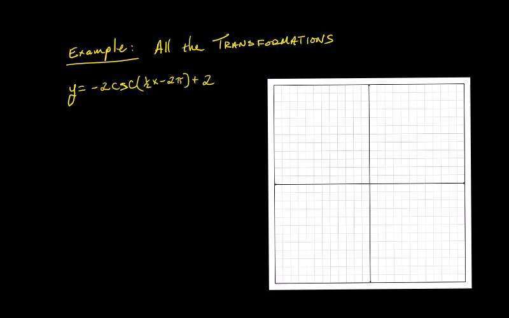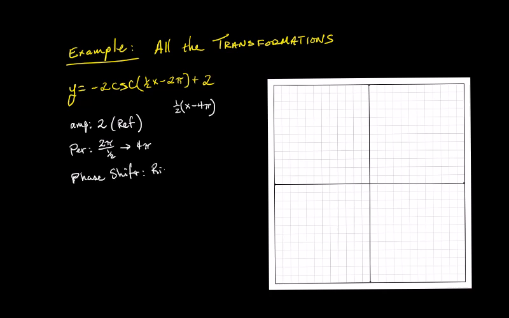So I'm going to graph the sine function of this. So my amplitude is 2, and I'm going to make sure I do a reflection. My period is going to be done by 2 pi divided by 1/2, so that's going to be 4 pi. I'm going to factor out the 1/2 on the inside. I'm going to get x minus 4 pi. So that means we've moved to the phase shift, our horizontal shift is right 4 pi. And then our vertical shift is up 2.